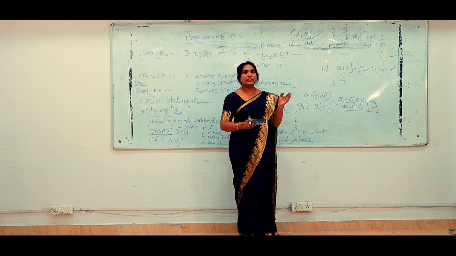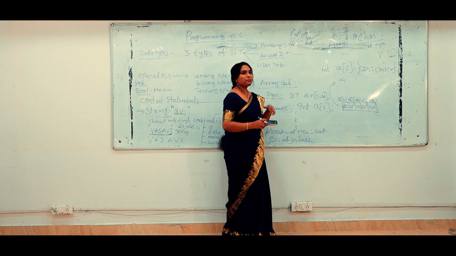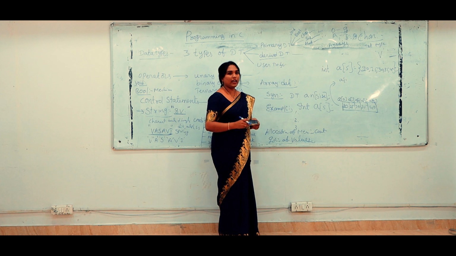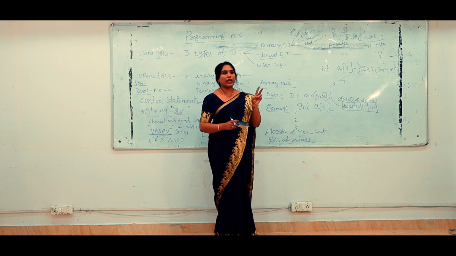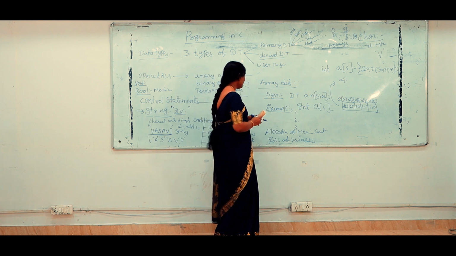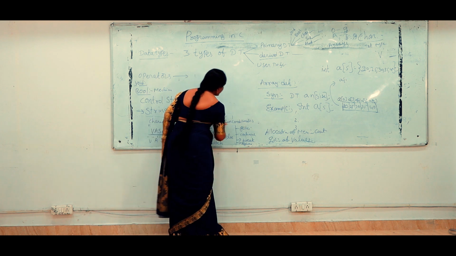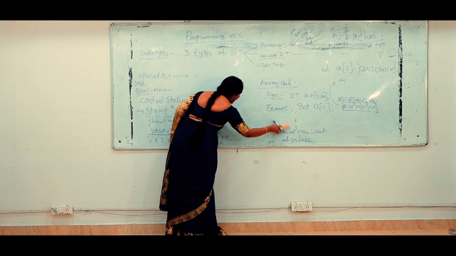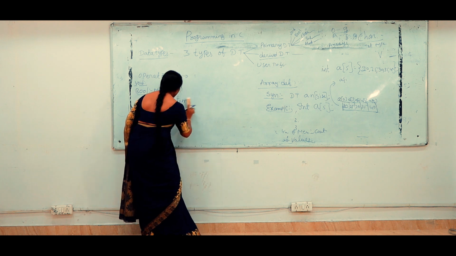Just describe the array. First, suppose he asked the types of arrays. Actually, there are 2 types of arrays: one is the single dimensional array, and the other is multi-dimensional arrays. We will discuss that in later chapters.